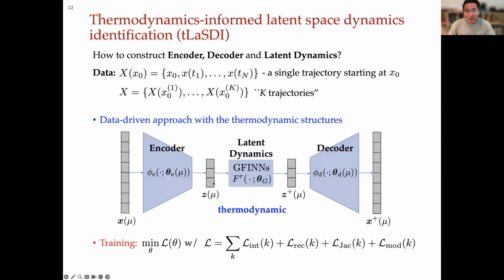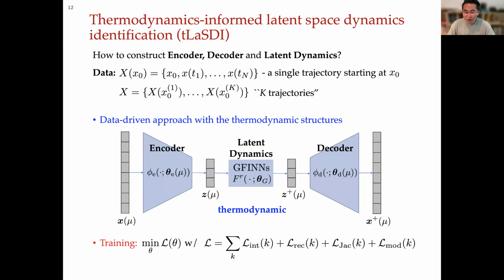So in conclusion, tLaSDI came out as maybe a straightforward approach. All right, let's apply an autoencoder to train the encoder-decoder part, and also use the GFIN in modeling latent dynamics. And then it is trained over the loss function that we proposed, and let's see how the results look. So in a nutshell, this page shows what tLaSDI is at a higher level.